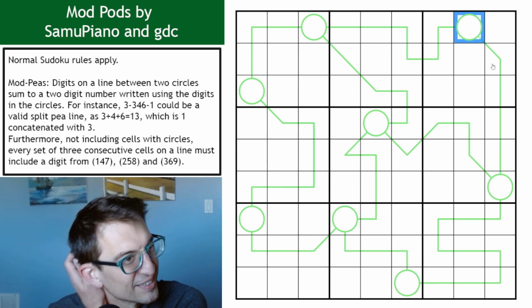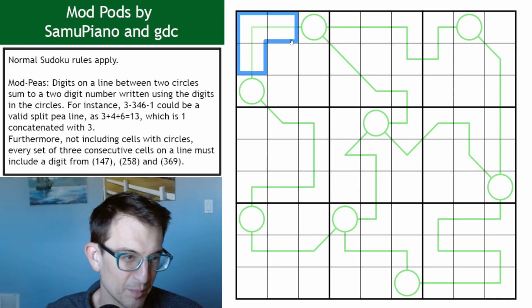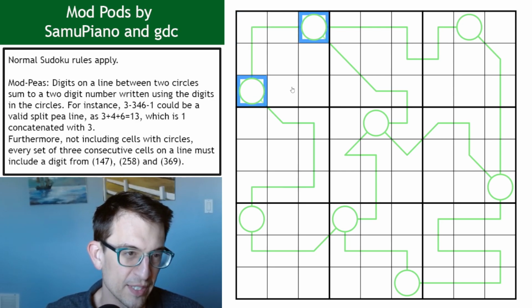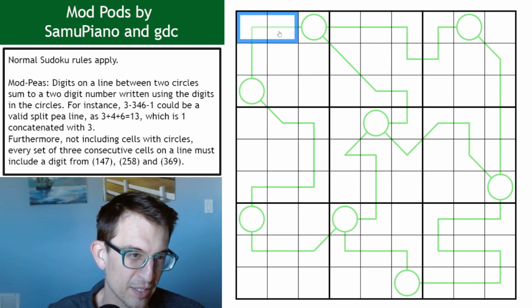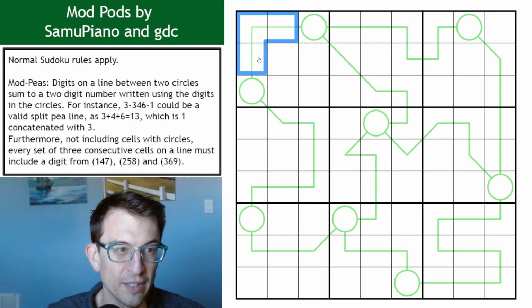So where do we start? I guess we start here, because one of these has to be a 1 or a 2, because the most this could possibly be is 24 if it's 7, 8, 9. But the other thing that's interesting here is that this is only length 3.